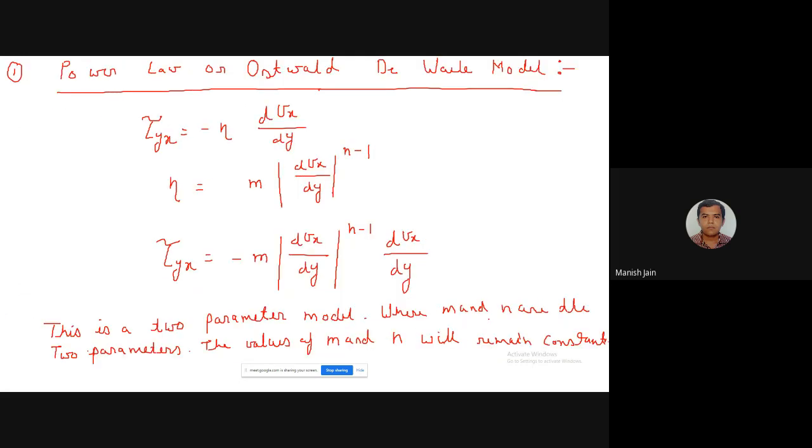And how to remove the modulus sign? If the shear rate is positive, it means Vx is increasing in the positive direction of y. Okay, if Vx is increasing with increasing y, then you have the positive shear rate. If Vx is decreasing with increasing y, then you have the negative shear rate. Okay, so keep it in mind because during the solution we have to check the sign of the shear rate. It is positive or negative, then only we can use the power law model. Okay, I think this is enough for today's class.